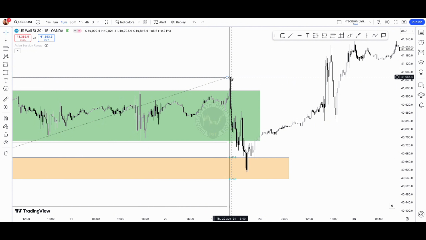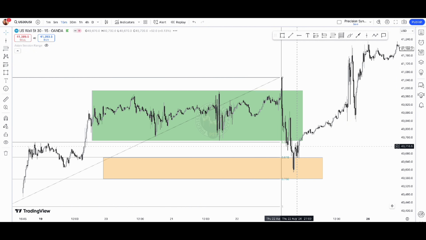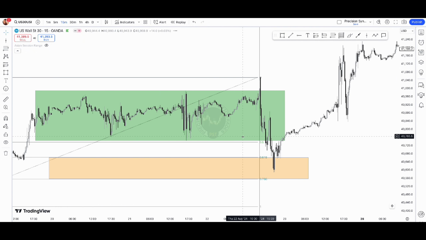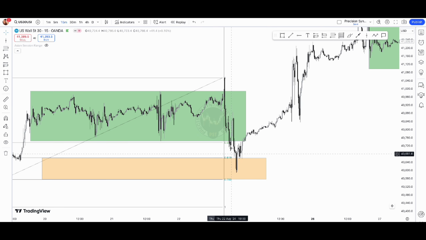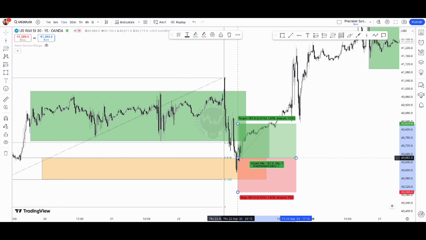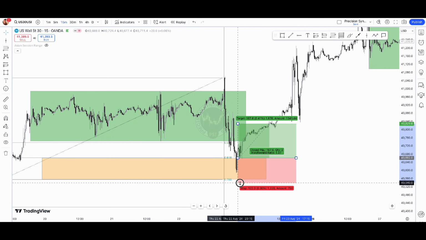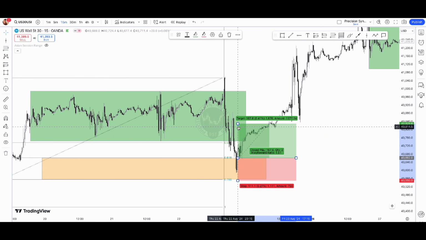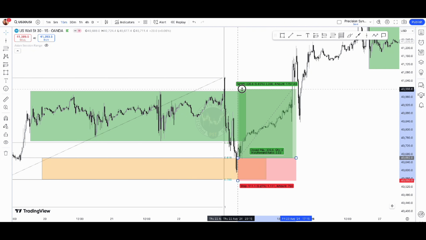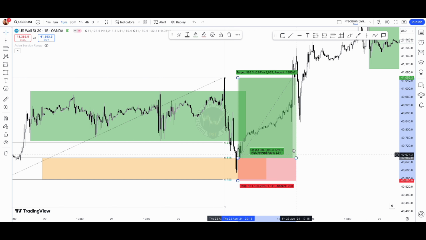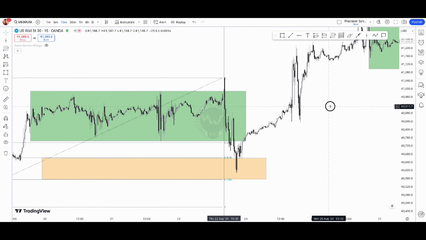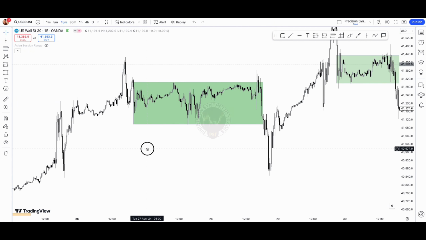manipulated upwards into our OTE zone on the hour time frame, then you can enter your trade right here, put your stops just beneath the OTE on the 1 hour, and then you can target the high. And that's a nice 3.5 risk reward trade. Alright, let's go to the next example.